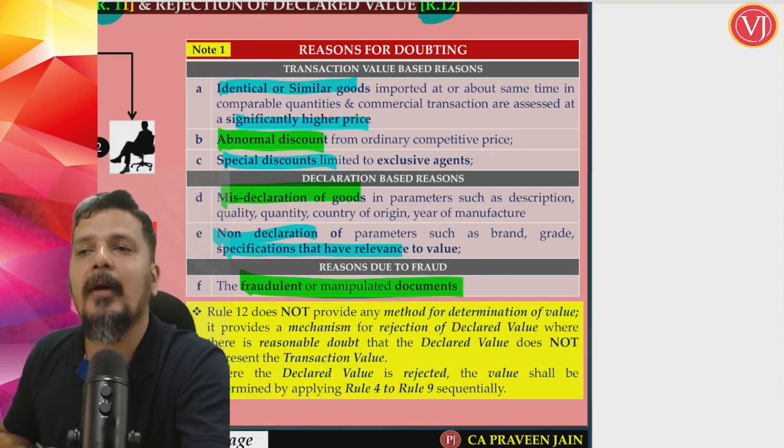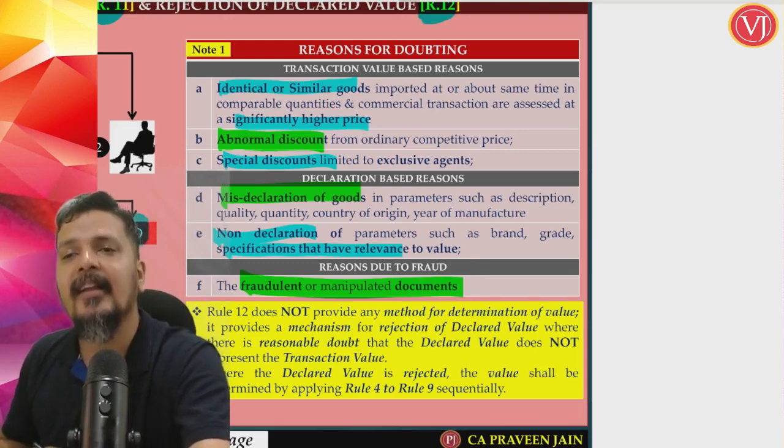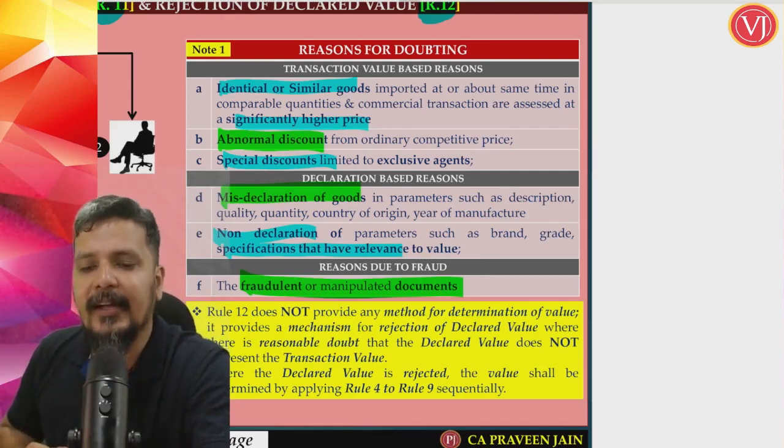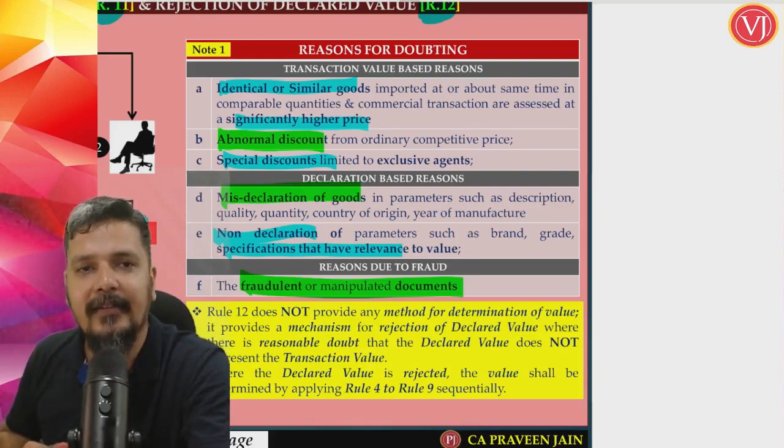Therefore, he will use the powers under rule 12, ask for additional documents, information and evidence. Even after calling for that, if he is not satisfied, he will reject the value under rule 3 and start with 4, 5, 7, 8, 9.